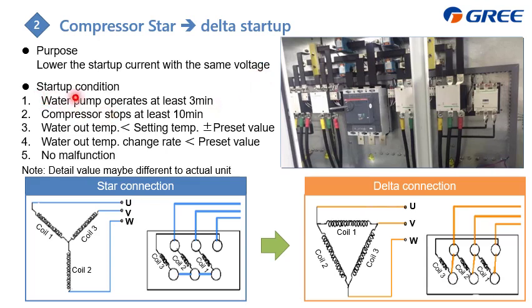And here are the startup conditions, all five must be met. Then the system allows the compressor to start up, which includes the water pump operating at least 3 minutes, and the compressor stopped at least 10 minutes. And also the setting temperature should be higher than the water out temperature. And also the water out temperature change rate is less than the preset value, which means it will not cool down quickly or the temperature change quickly. And the last is there's no malfunction.